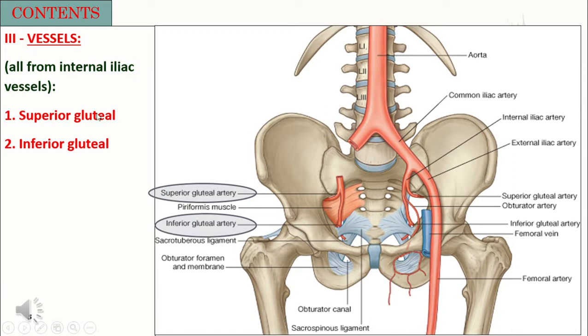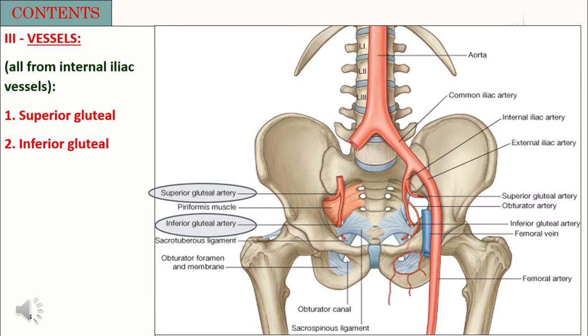So among the vessels, we identify the superior and inferior gluteal arteries, and also the accompanying veins, which are going to enter and are distributed in the gluteal region. Other than that, the internal pudendal vessels also are going to enter the gluteal region, but they exit through the lesser sciatic foramen into the perineum.